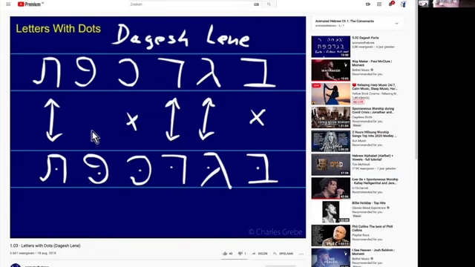And f versus p. Here you can really see the difference between a continuous sound, f, which theoretically you could hold as long as you wanted, while p is a sound that is a stop. You can't hold that for a long time. So these two are pronounced differently. They're not pronounced the same.